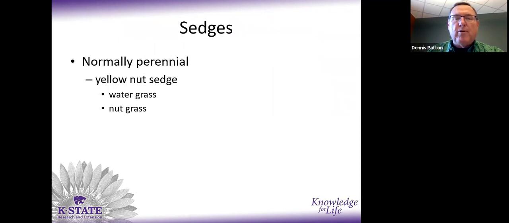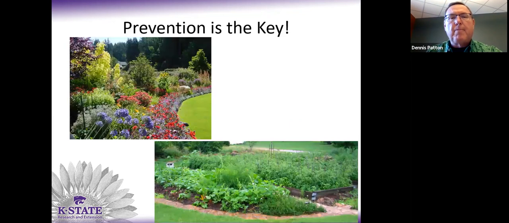And of course, the most common grass-like weeds we talk about with sedge are yellow nutsedge, watergrass, those types of things. We'll talk about chemicals here a little bit. Keep in mind, all these are different classifications of weeds.